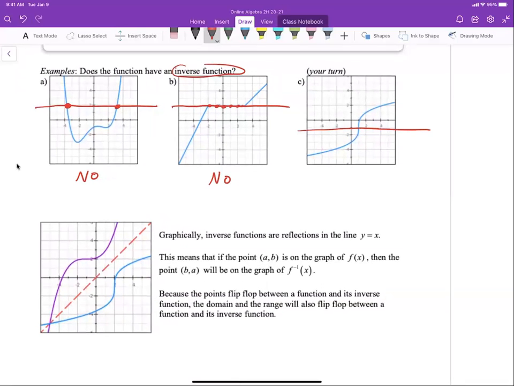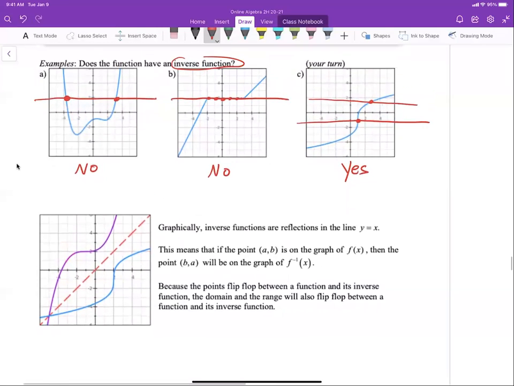Welcome back. No matter where I draw this line, it will only cross this graph in one location. That means it passed the horizontal line test, okay? So it has an inverse function.